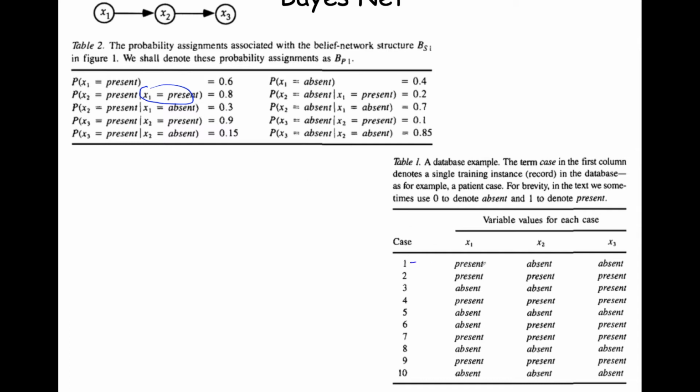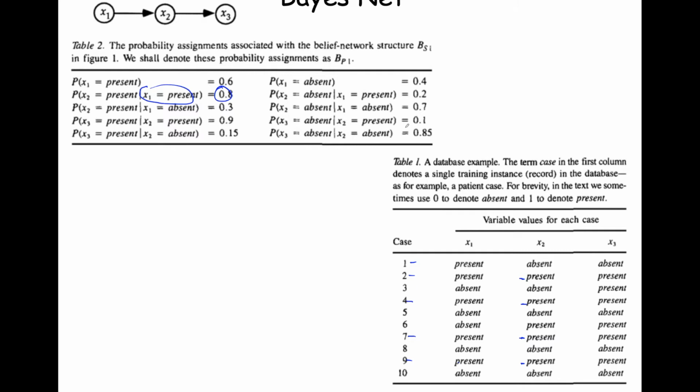1, 2, 3, 4, 5 cases where x1 is present, and for how many of them is x2 present? Out of 5, x2 is present for this one, this one, this one, and that one. So it's 4 out of 5, which is 0.8, and that's where we get our 0.8.